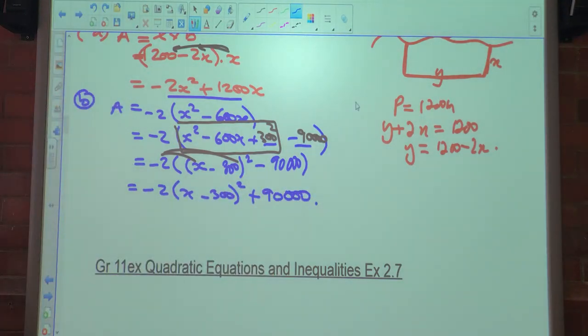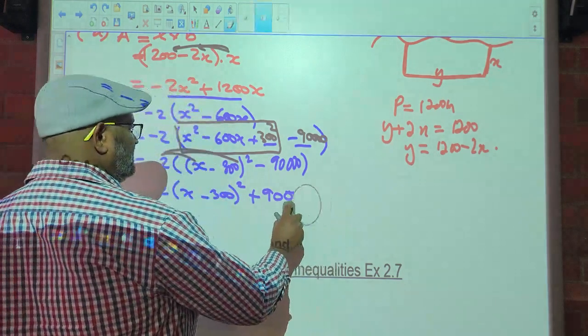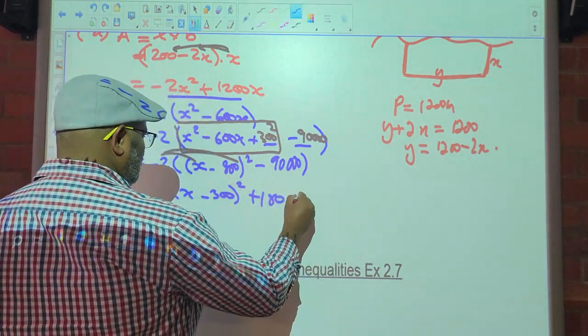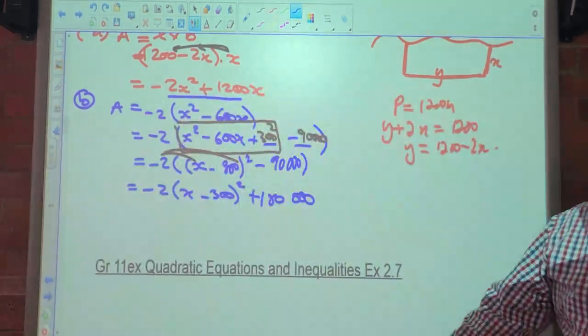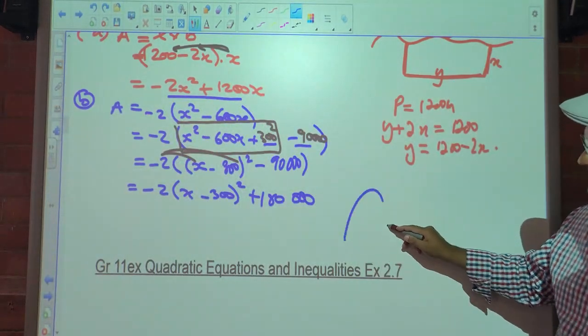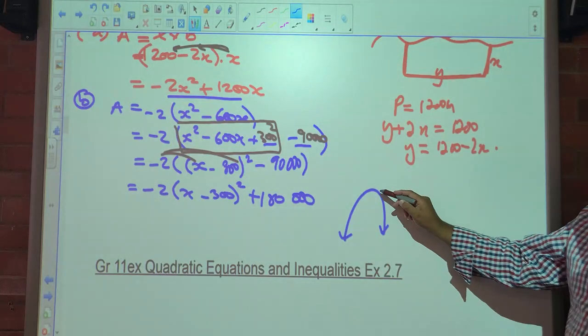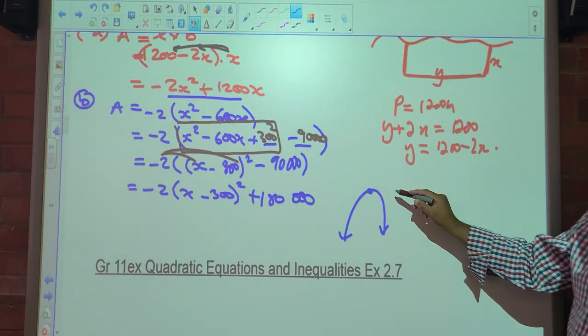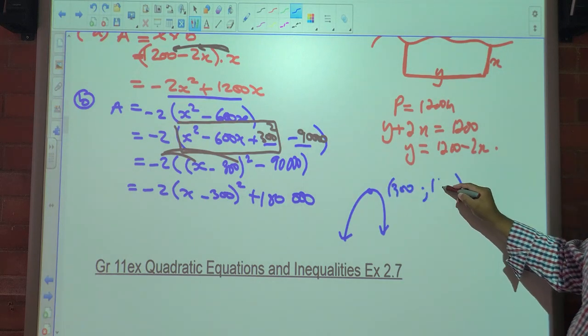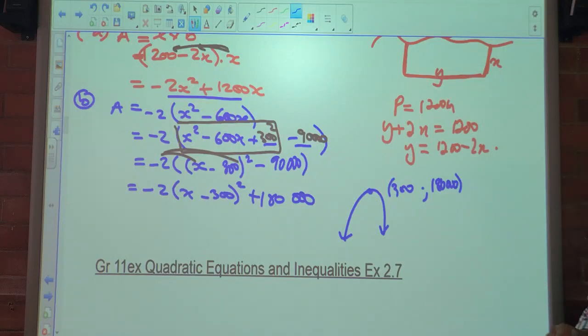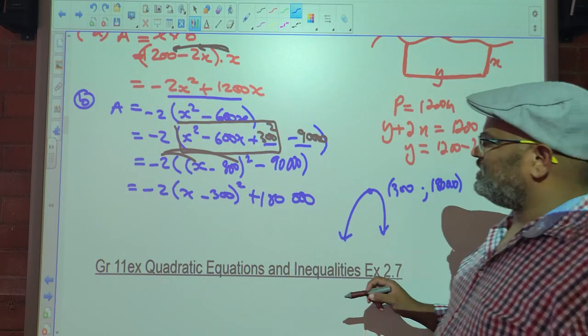Okay. Well, negative 2 times 90,000 is 180,000. So that shouldn't get you stuck or wrong, no? Alright, people, the story here, what will it be? What will the coordinates of this point be? 300 and 180,000. So if we write the story, what will it be?